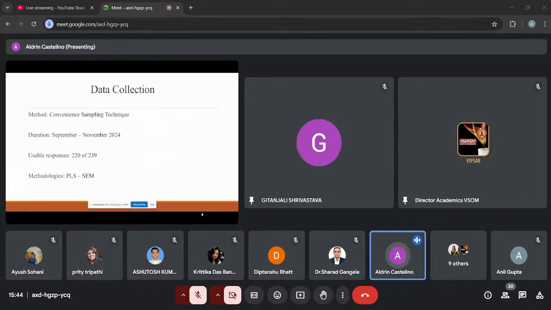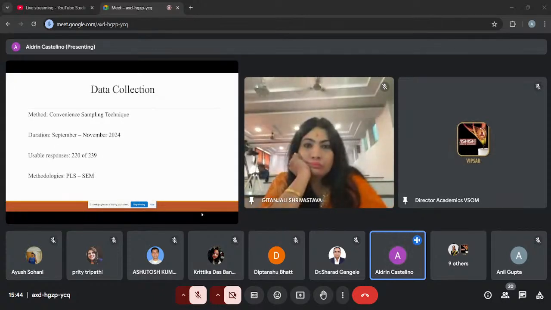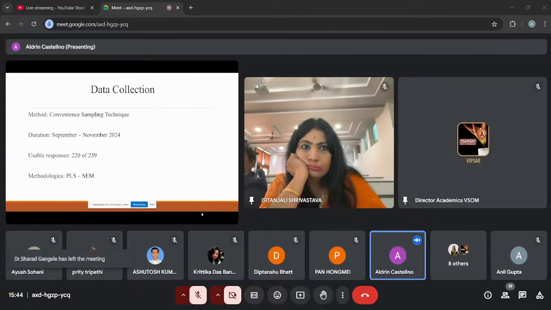Now, we followed a convenience sampling technique. 45 firms, a few public and private sectors, were considered, and the responses collected were 239. We have a total of 21 items in our questionnaire. Usable responses were 220. In order to cater to the small number of responses, we considered PLS-SEM as the methodology to conduct our findings.